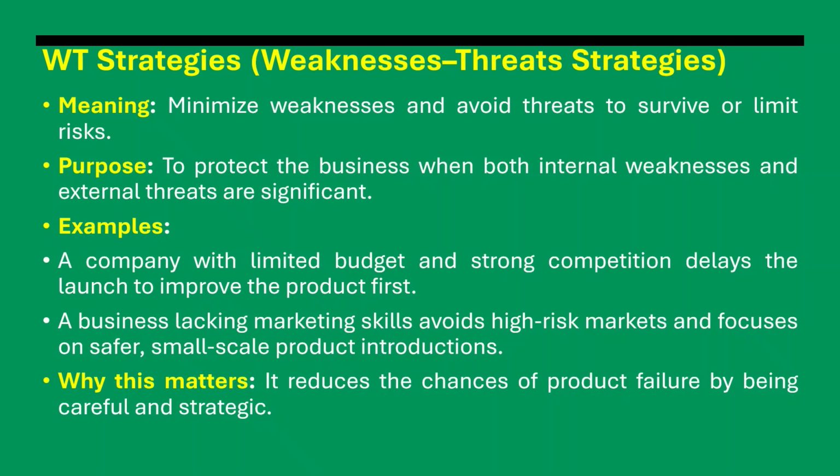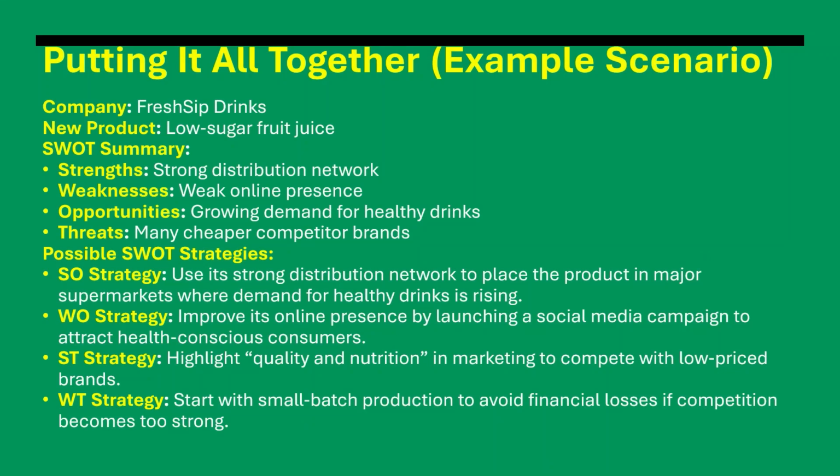Putting it all together, example scenario. Company: Fresh Sip Drinks. New product: low-sugar fruit juice. SWOT summary. Strengths, strong distribution network. Weaknesses, weak online presence. Opportunities, growing demand for healthy drinks. Threats, many cheaper competitor brands.